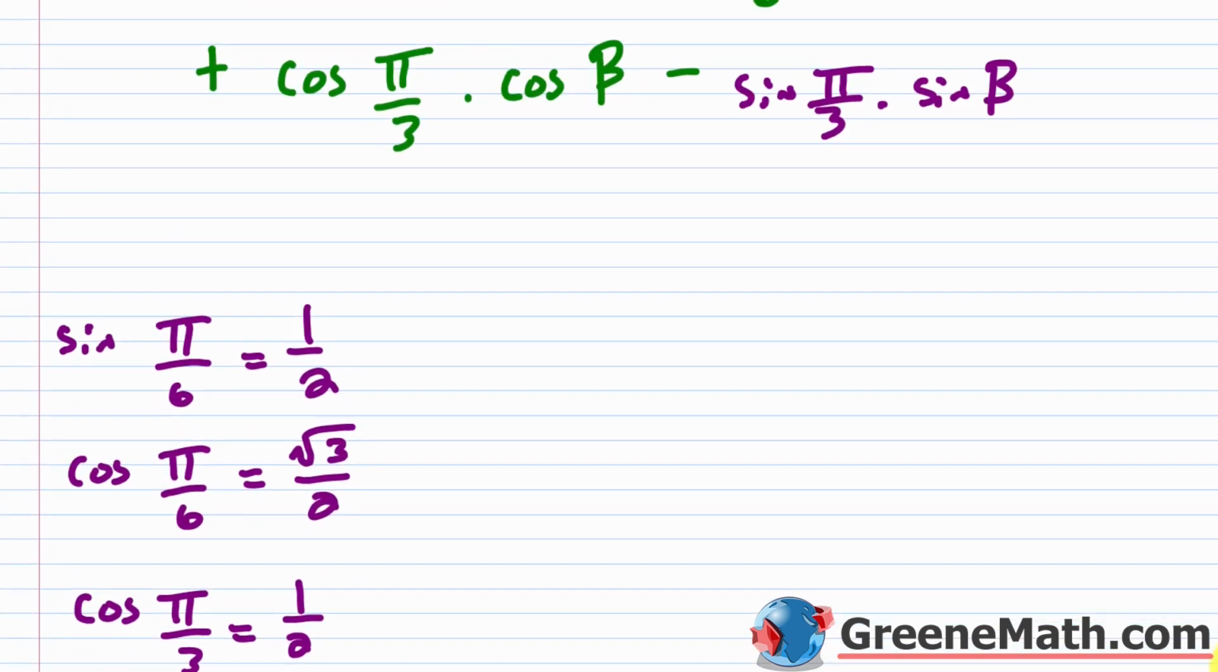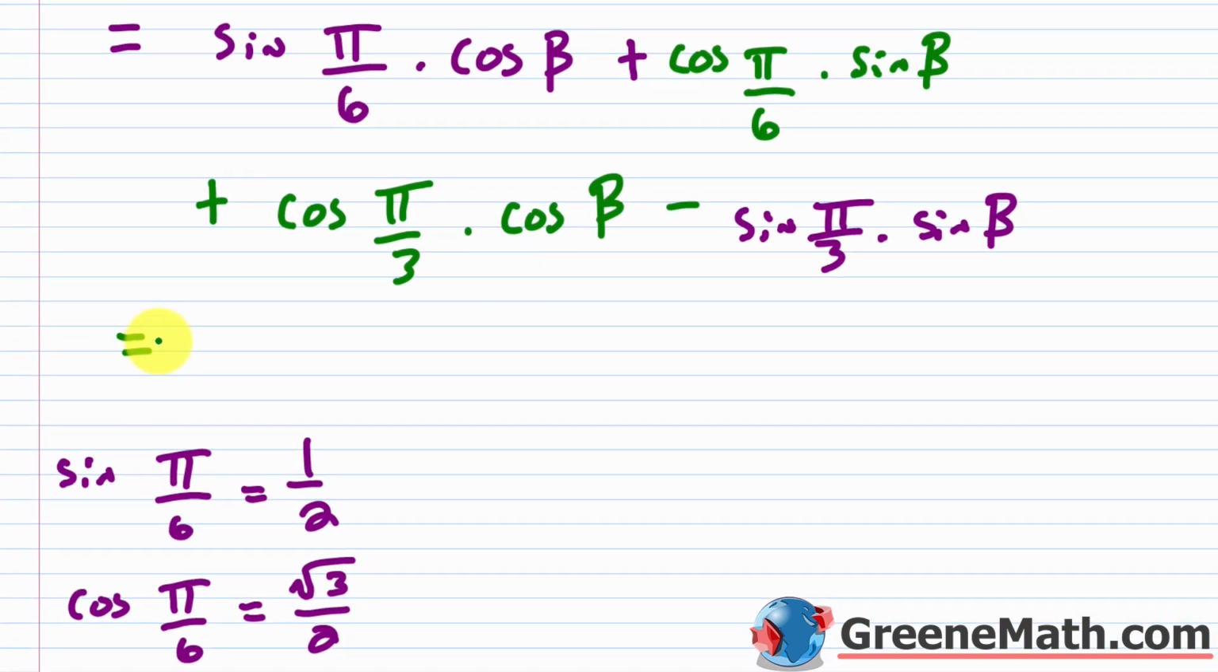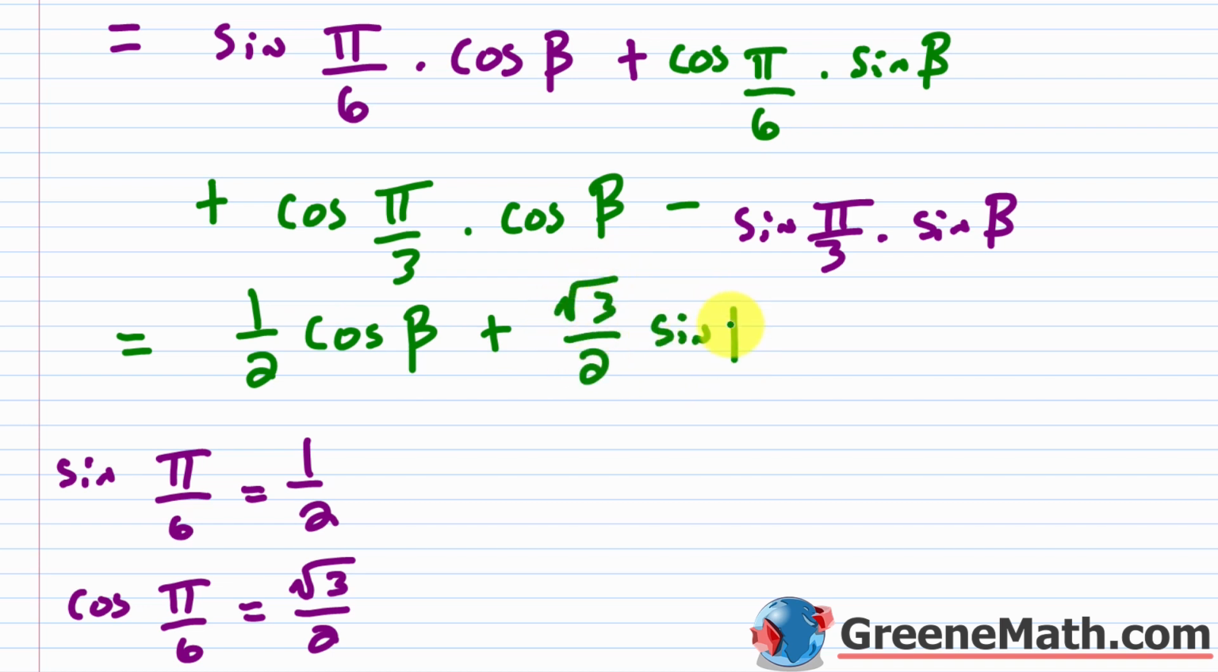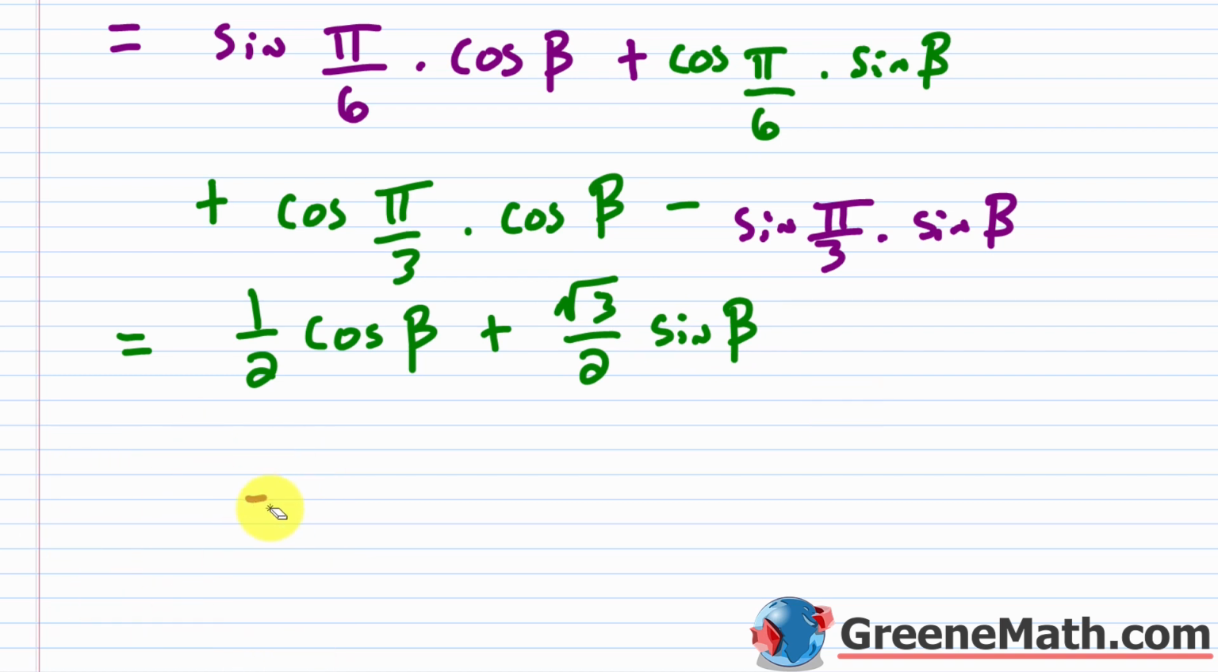Okay, so let's come up here. Let's go ahead and put equals. Instead of the sine of pi over 6, I'm going to put 1/2 times my cosine of beta, plus, for this guy right here, the square root of 3 over 2 times my sine of beta. And let's get rid of these two right here. We don't need them anymore.